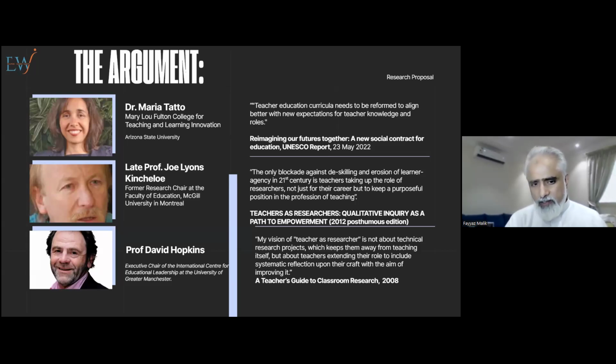And finally, Professor David Hopkins from Manchester. He said, my vision of teacher as researcher is not about a technical research project, which keeps them away from teaching itself, but about teachers extending their role to include systematic reflection upon their craft with the aim of improving it.